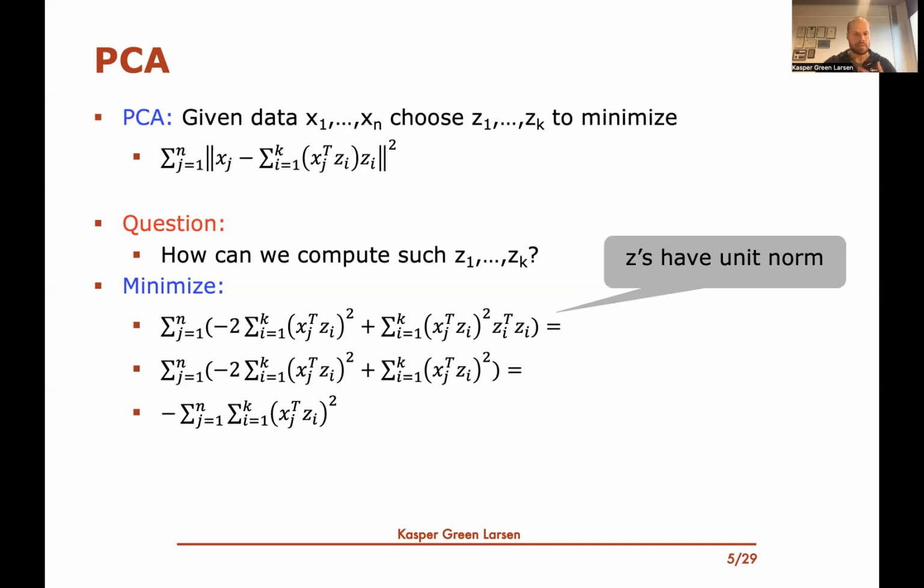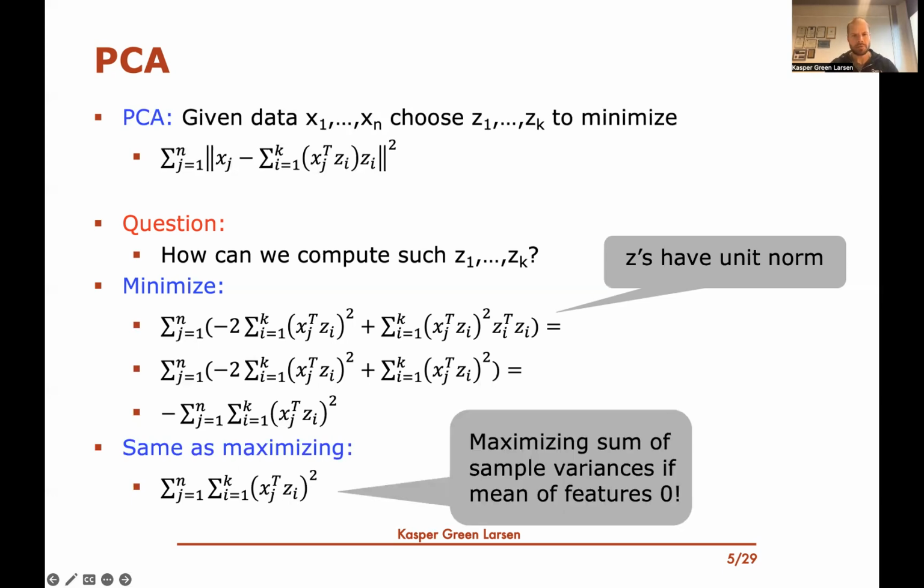Now, this is minimizing a negative number, right? What we could do instead is maximize it if we negate it. So this whole minimization problem is the same as maximizing the sum from 1 to n, so maximizing the sum over all the training examples, and the sum from 1 to k of the square of xj's inner product with zi.